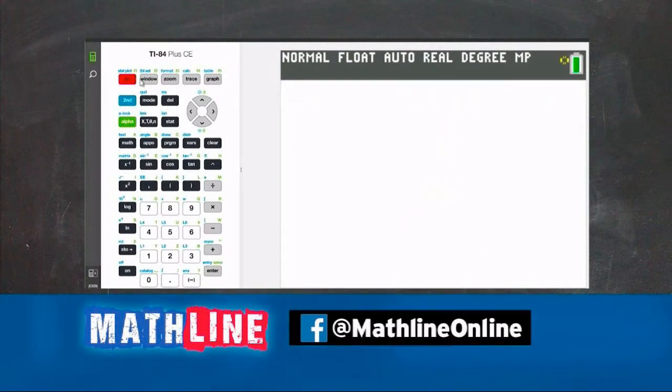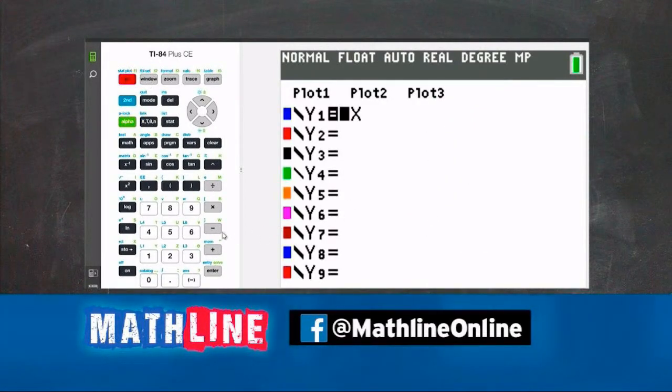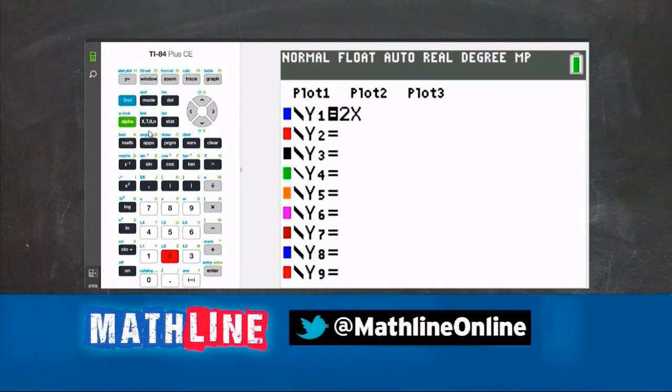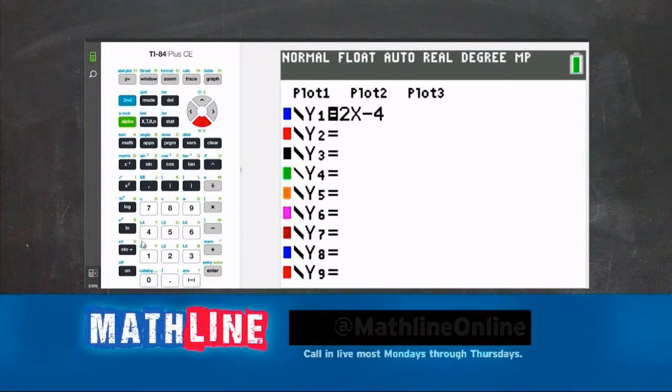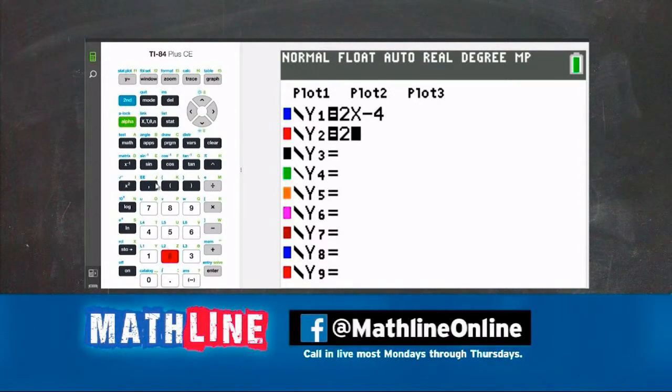Let's go back to y equals and put in 2x. And let's tack on something else. By the way, the intercept on that last one was 0, in case you were wondering. Let's put a minus 4 on there so this spreads out just a little bit. And let's keep our 2x in there while we're at it.